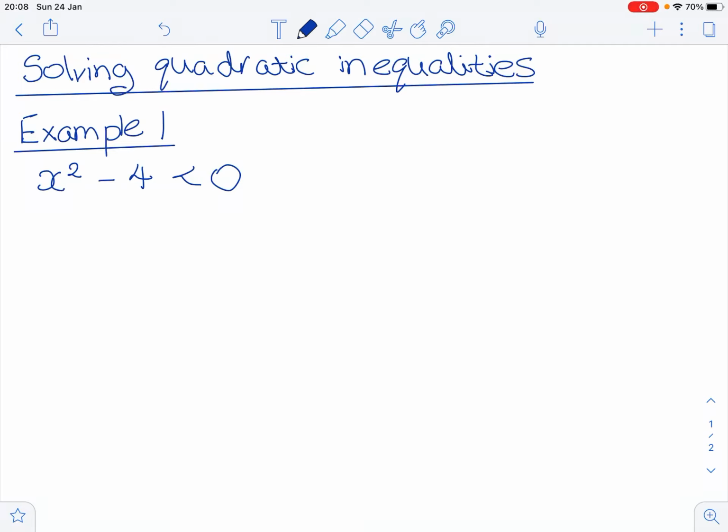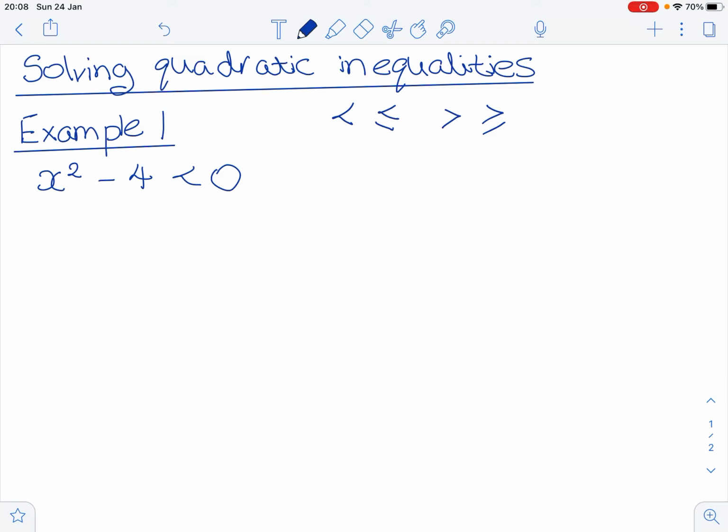Hello everyone, today we're going to look at how to solve quadratic inequalities. Inequalities means it could be less than, less than or equal to, greater than, or greater than or equal to. Let's have a look at example 1. We have x squared minus 4 is less than 0. To solve quadratic inequalities, we always need to sketch a graph.